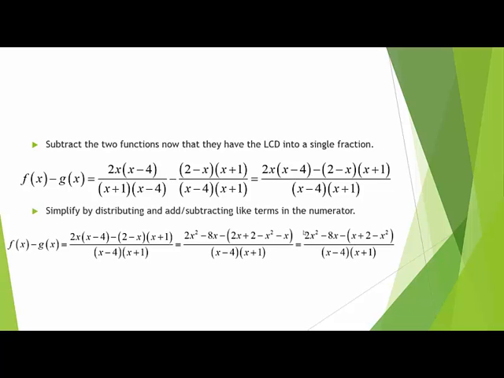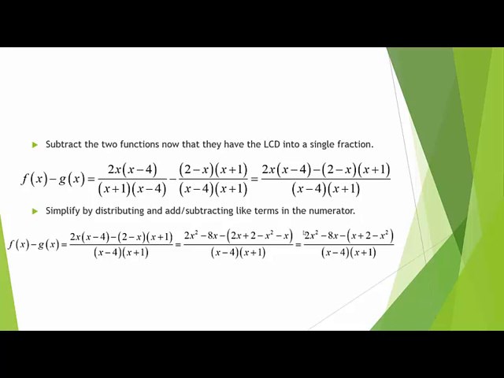Now we want to simplify by distributing and adding or subtracting like terms in the numerator. So the numerator becomes 2x squared minus 8x minus, in parentheses, 2x plus 2 minus x squared minus x, all divided by the LCD. We obtain this from using the distributive property or FOIL on the binomial in the numerator. So 2 minus x times x plus 1 became 2x plus 2 minus x squared minus x.